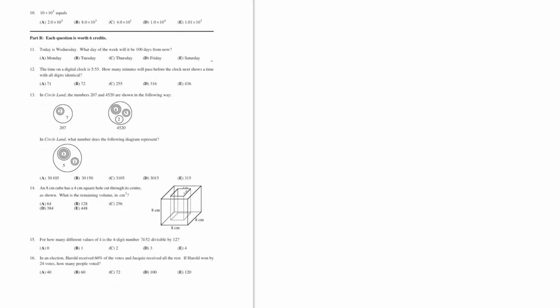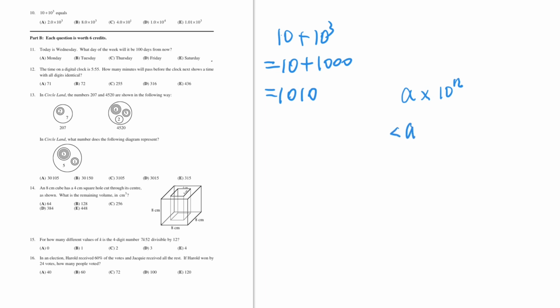Number 10. 10 plus 10 cube equals 10 plus 10 cube, that's the 1,000, equals the 1,010. The answer, write as scientific notation. Scientific notation is the format like a times 10 to power n, a greater or equal to 1, less than 10. So this one, write as the scientific notation, is the 1.01 times the 3 digit, that's the 10 to power 3. So the answer is E.